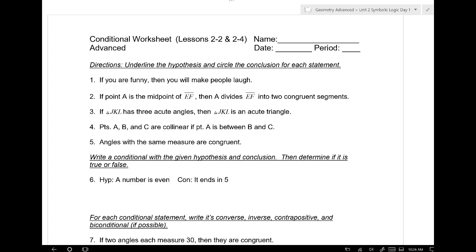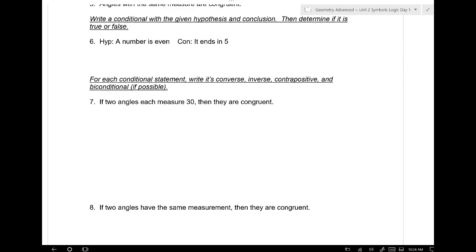Look at number 6. It says, write a conditional with the given hypothesis and conclusion. You don't need to be fancy. Keep it as an if-then statement, please, okay? Tell me if it's true or false then. Then here's the part where it really messes people up grammatically, all right? Try to do like what we did in class. Make sure your pronouns go only into the conclusion. Are you guys with me on that?